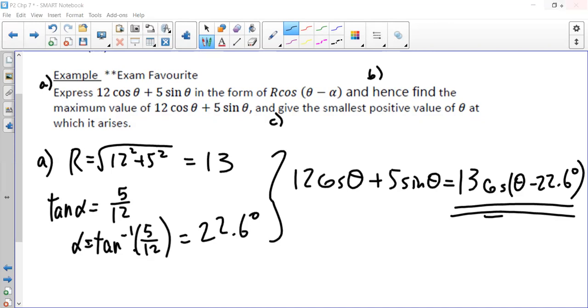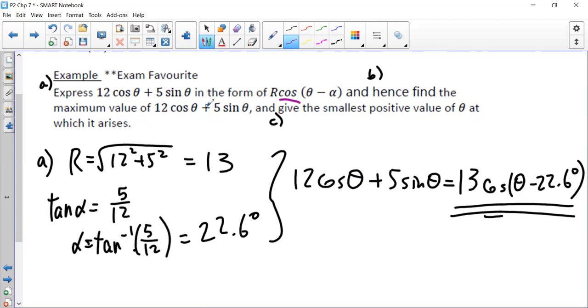R equals the square root of 12 squared plus 5 squared, which is 13. Tan alpha equals, now because they want a cos in this question, therefore we'll put the cos coefficient 12 underneath as the denominator. So 5 over 12, arctan, which is 22.6 degrees. So to finish off the question, we'll rewrite the question: 12 cos theta plus 5 sin theta equals 13 cos theta minus 22.6 degrees.